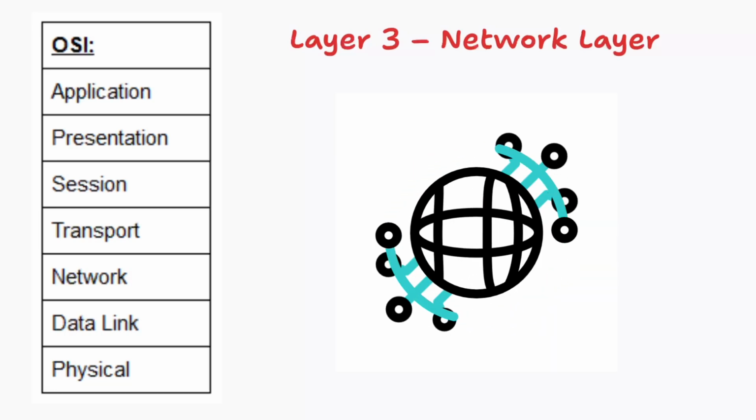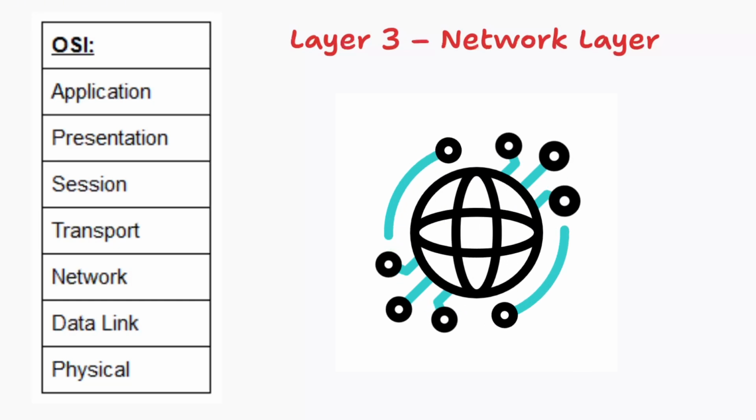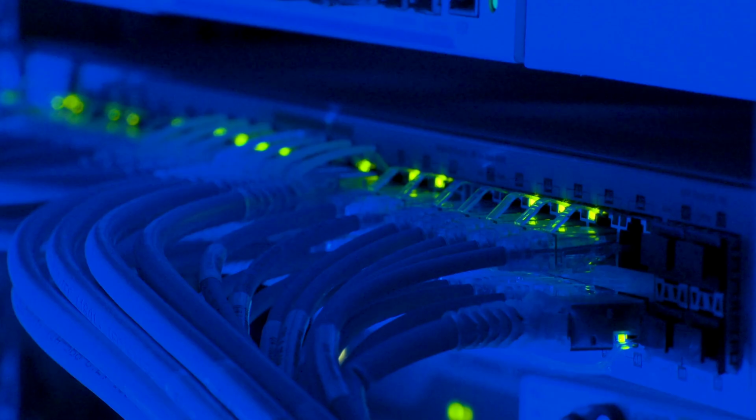For example, the internet is a huge network. When you want to request information from a web page, it's the network layer that takes the IP address from the page and figures out the best route to take.